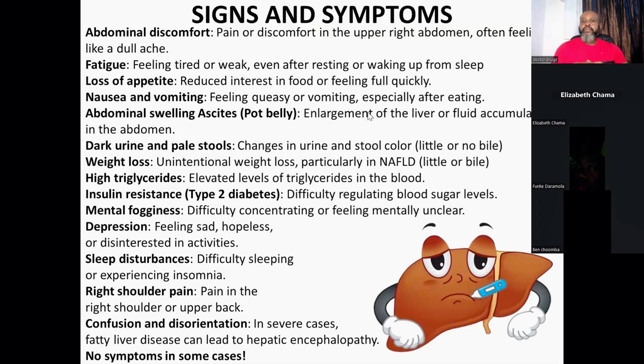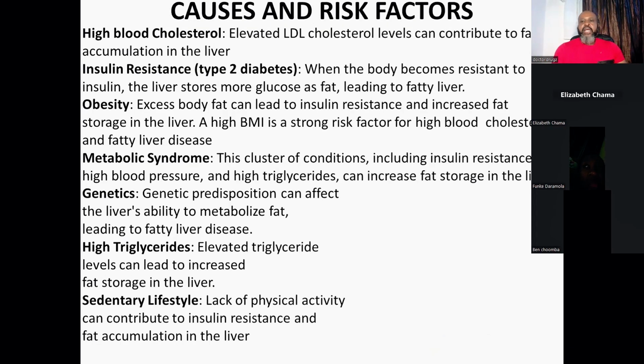Insulin resistance, that's difficulty regulating blood sugar, mental fogginess, depression, sleep disturbances, right shoulder pain. Please bear this in mind. Confusion and disorientation. And these are very, very important because people have these symptoms. They talk to me about it a lot, and I try to explain to them, go and run a liver function test, which you are going to know why it's important shortly.